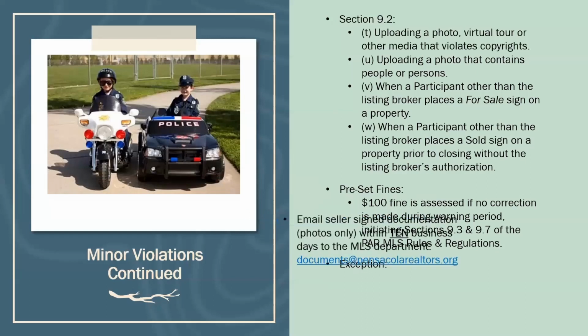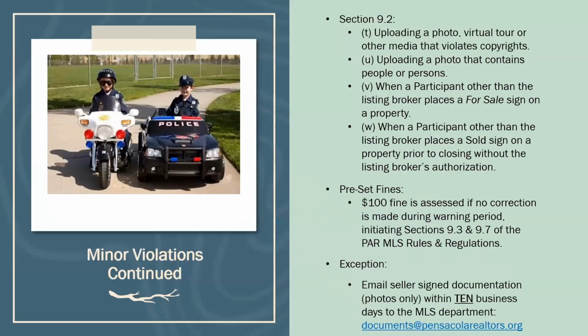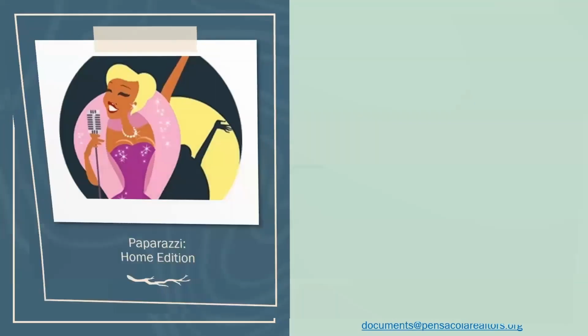Of course, the exception goes to the photographs. You can email us with documentation that the owner doesn't want to put photos yet. So you can send that to documents@PensacolaRealtors.org, and that will get you out of the 10 days. You just have to communicate, and it has to be seller directed.